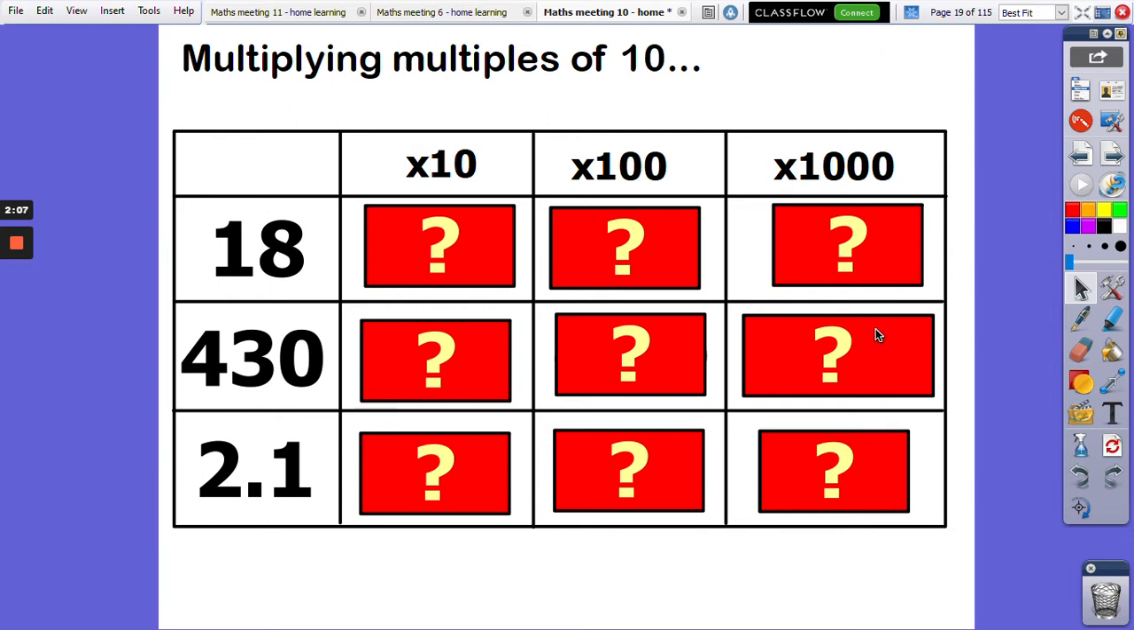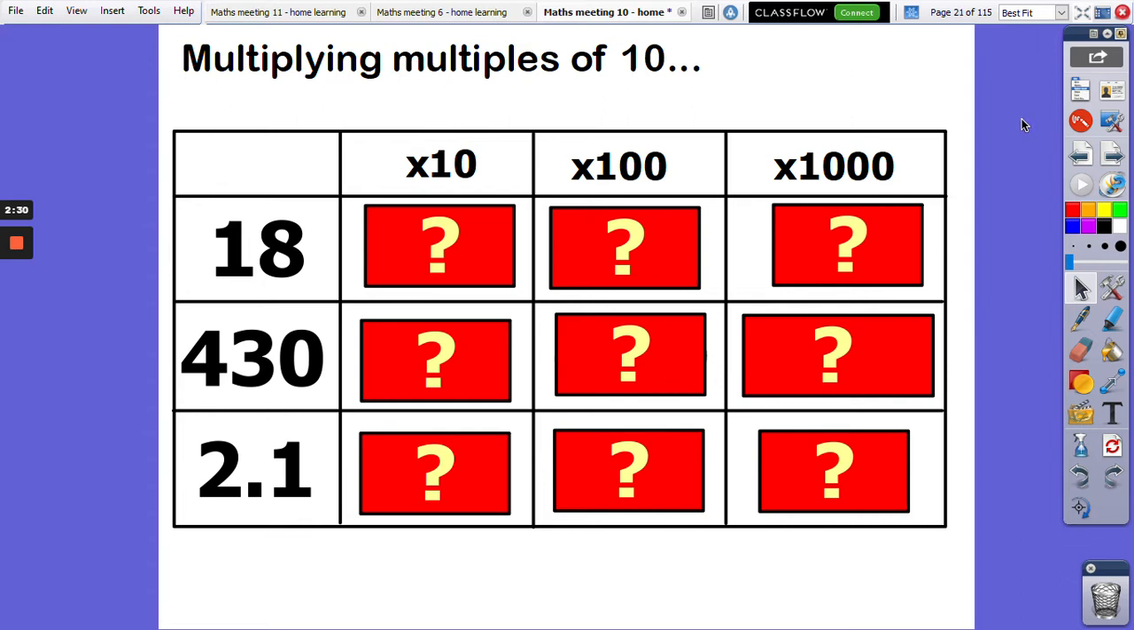Okay, multiplying multiples of 10 now. You've got these three numbers down the side, 18, 430, 2.1. I want you to multiply them by 10, by 100 and by 1,000. You don't need to draw out the table, remember, you can just write out the calculations. Okay, pause the video and off you go. Okay, let's make a start, shall we?